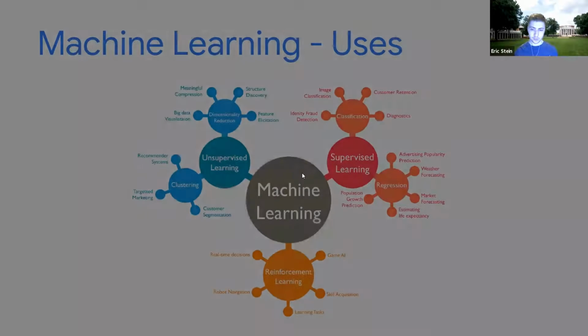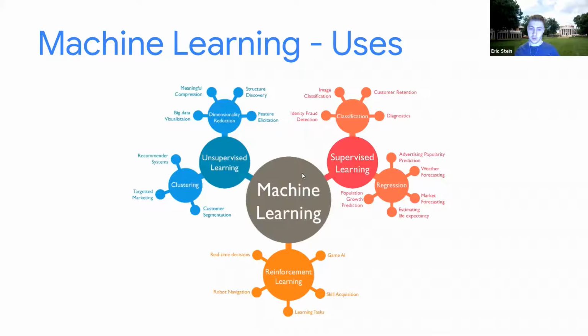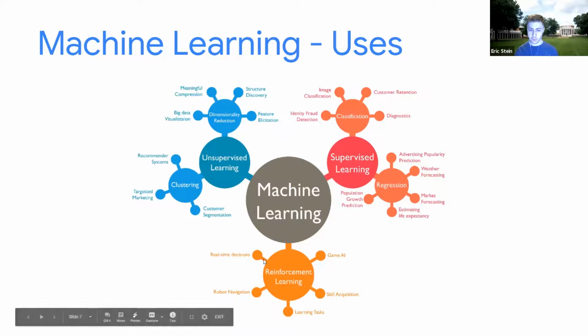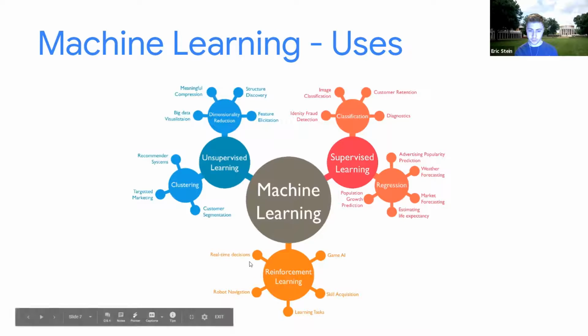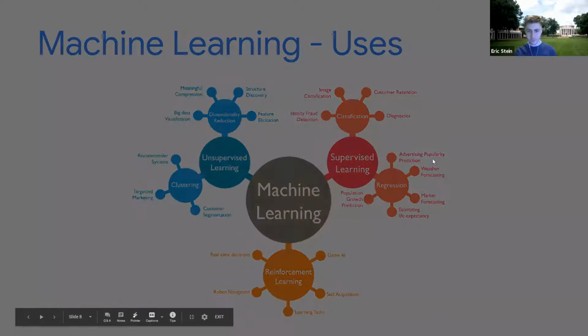And here's a good graphic that shows the whole taxonomy of machine learning. There is unsupervised learning, supervised learning, reinforcement learning, and each of these are broken down into many different categories: classification, clustering, all these different things, game AI, really cool stuff.